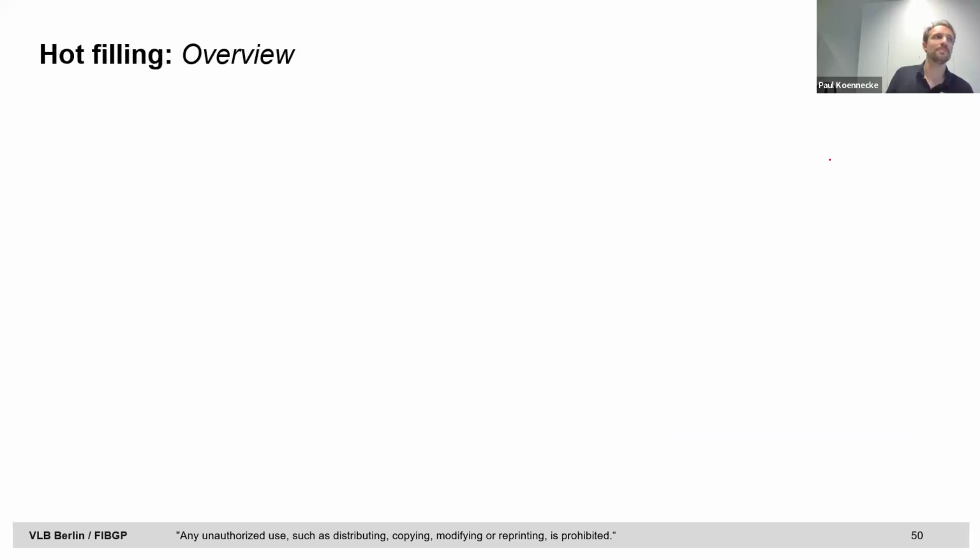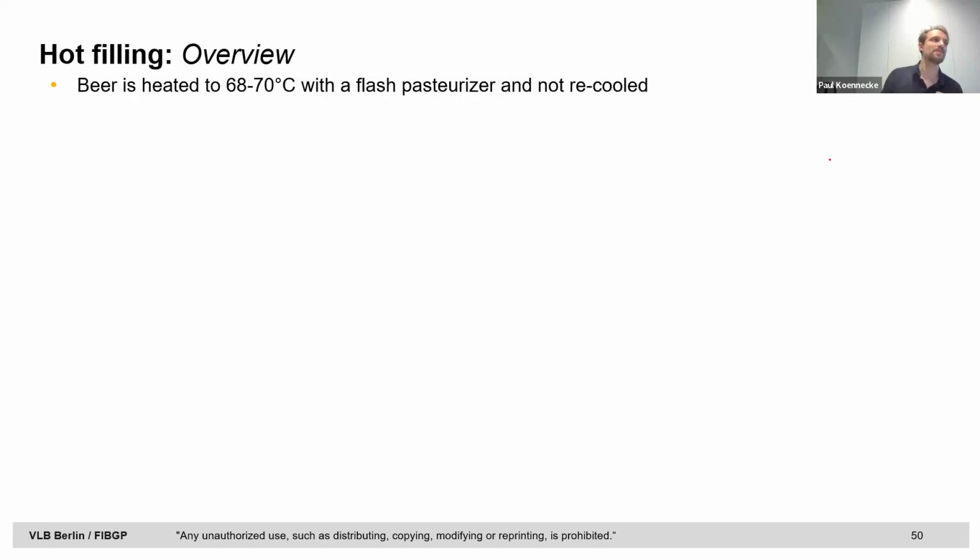Okay, so let's just have a little bit of an overview about hot filling. So basically, it's done through flash pasteurization. You heat beer to 68 to 70 degrees with a flash pasteurizer, and you just don't cool it, which, as you know, because our heat recovery on our flash pasteurizer is working by cooling down the beer with the beer which is coming in, you can't really recover that heat, so you lose that heat.